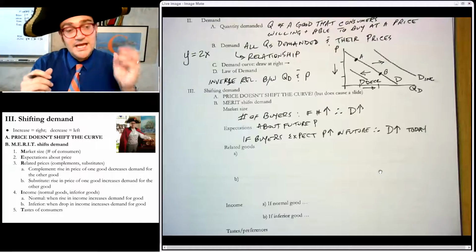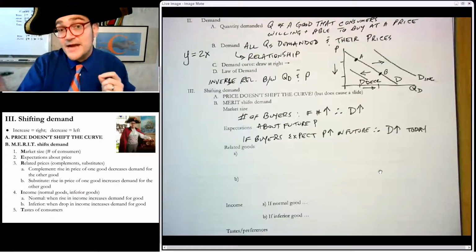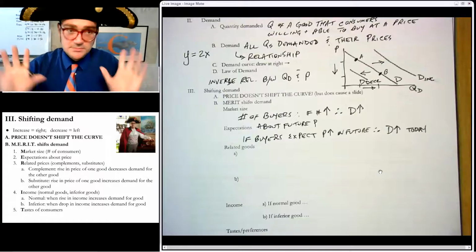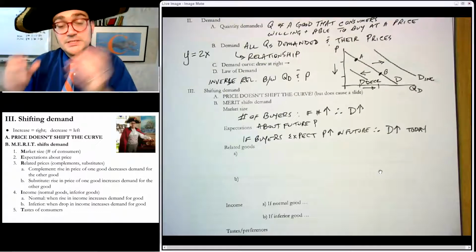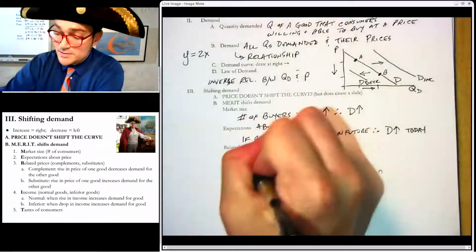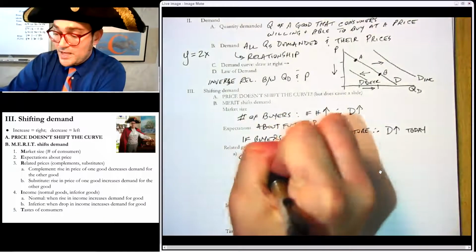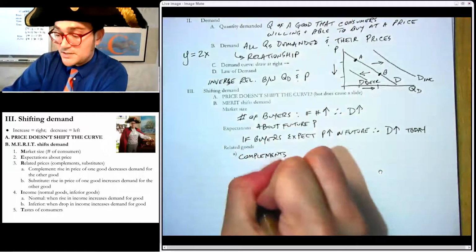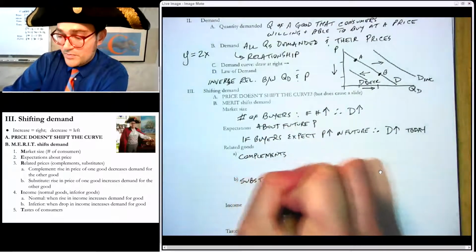The price of bananas can have an effect on the demand for apples. But the price of apples does not change the demand for apples. Okay? Now, there are two types of related goods: complements and substitutes. And if you've ever spent more than about half an hour in a grocery store, you've probably seen this kind of stuff all the time.